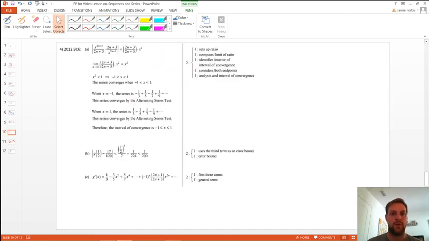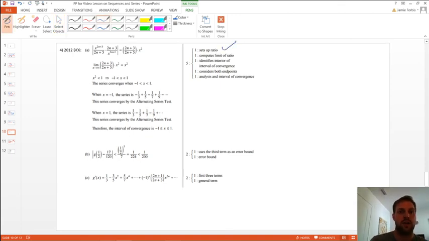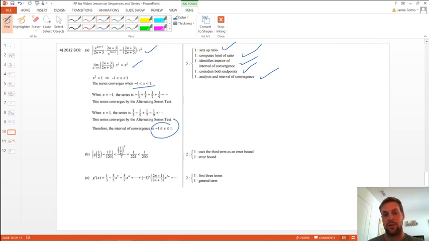Number A was worth 5 points. My goodness. We set up the ratio test, we did the ratio test, we figured out the limits, we got it to be x squared. We identified the interior to be -1 to 1. We considered both endpoints and determined that they were convergent at the endpoints. We got the final answer. We used the error bound for number 2 and figured out the error. And we found the first 3 terms and the general term for the last one.